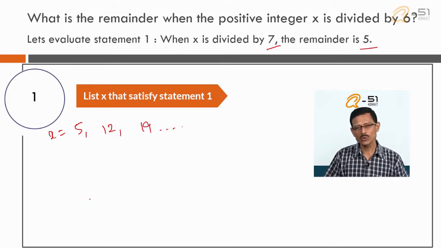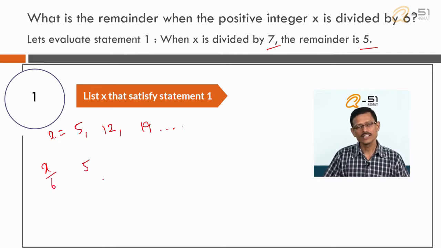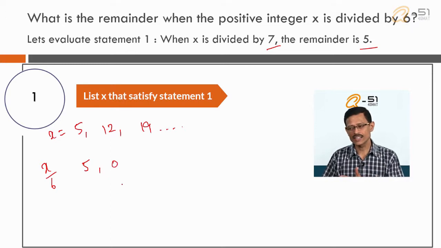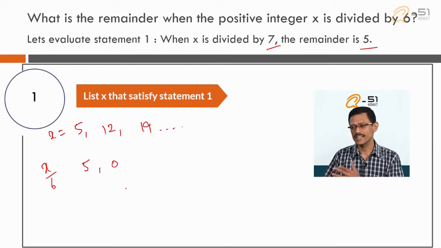If I get more than one value for the remainder, then we can quickly trash the statement, saying this data is not sufficient. When x is divided by 6, if x is equal to 5, the remainder is 5. If x is equal to 12, the remainder is 0. Quickly, we get more than one value for the remainder. Therefore, the data is not sufficient. We don't even have to look at what happens when 19 is divided by 6, whether the remainder is going to be 1 or 2. More than one remainder, so statement 1 is not sufficient to answer the question.